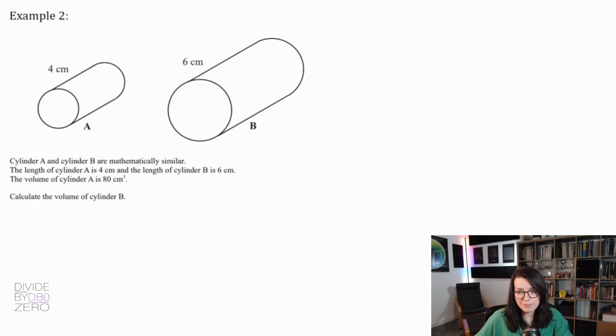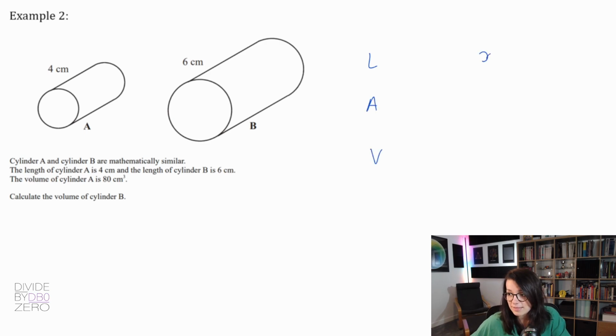Example 2, two mathematically similar cylinders this time. And we're told that the length of A is 4 centimeters and the length of B is 6 centimeters. We're told the volume of A is 80 centimeters cubed, and our job is to work out the volume of cylinder B. This is the kind of question where we can use the LAV ratios method. Let's go ahead and write down our template.